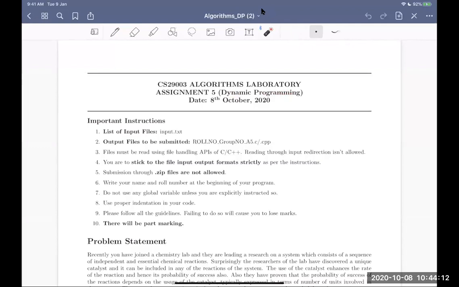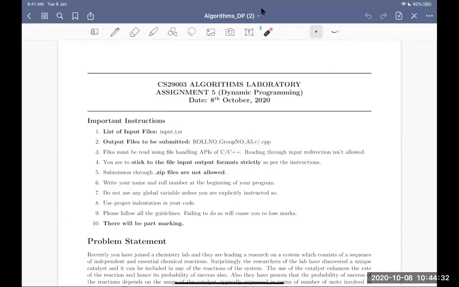So apart from this PDF file, we will also give you a text file input.txt. You should use that. I'll give you more instructions about that in the assignment. Please ensure that you are using the format for submission. So that is the same format, but use A5 for the current assignment number.